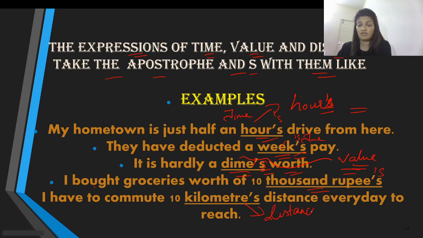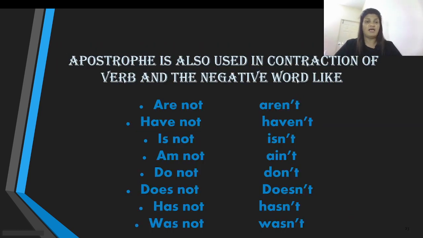So when you are talking about distance, time, and value, you use the apostrophe s to express these expressions. Now the next one is, apostrophe is also used in contractions. The ones we learned earlier were for possession, and now we are using the apostrophe to show contraction as well, like this.